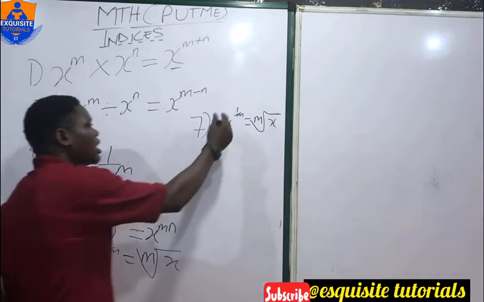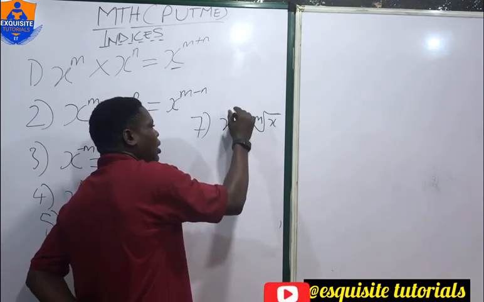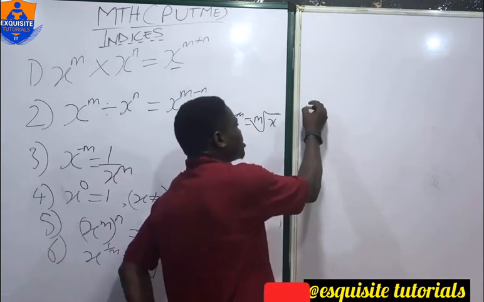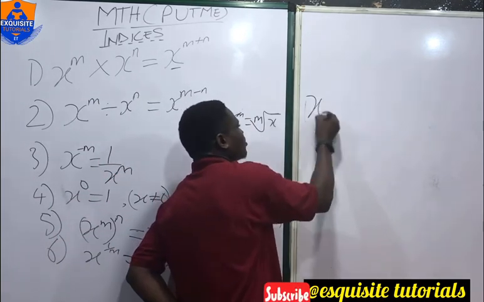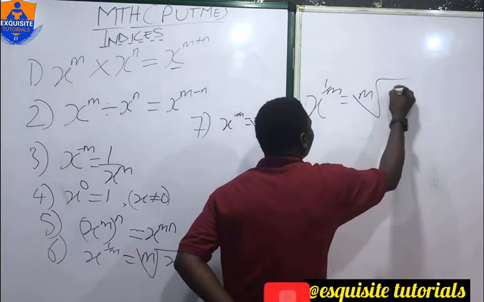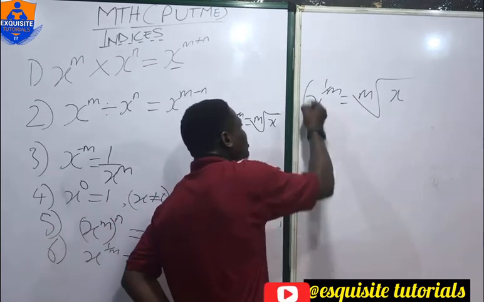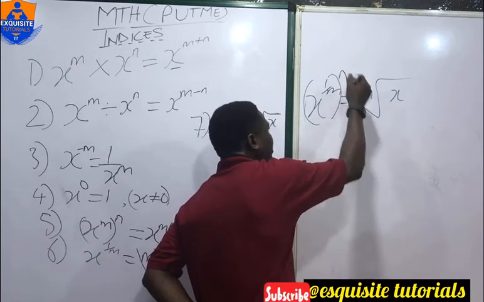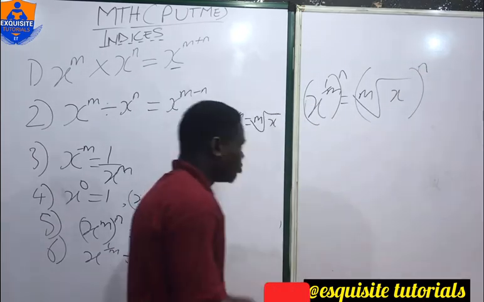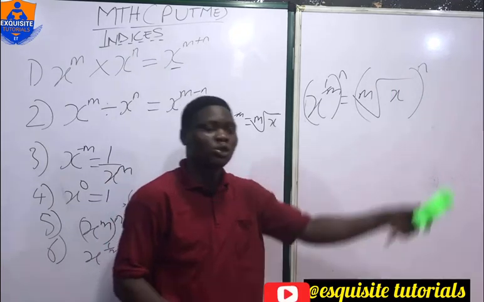But let's say there's now another power here. Let me use this part of the board. If you have x raised to the power 1 over m, we said it is the same thing as mth root of x. Now, what if I decide to raise it to another power n? So it means I will raise this side to another power n. You know, one of the rules of mathematics is that what you do to one side, you have to do it to the other side.